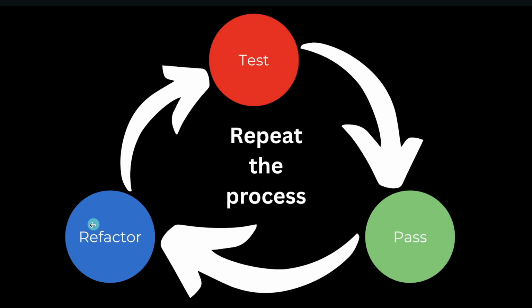Then we move to this blue circle, which is where we can now optimize our code. So we refactor, and once we refactor, the test is going to fail again. We keep moving in this loop, repeating the loop. And this is the basic idea of test-driven development. Without wasting much time, let's see TDD in action.